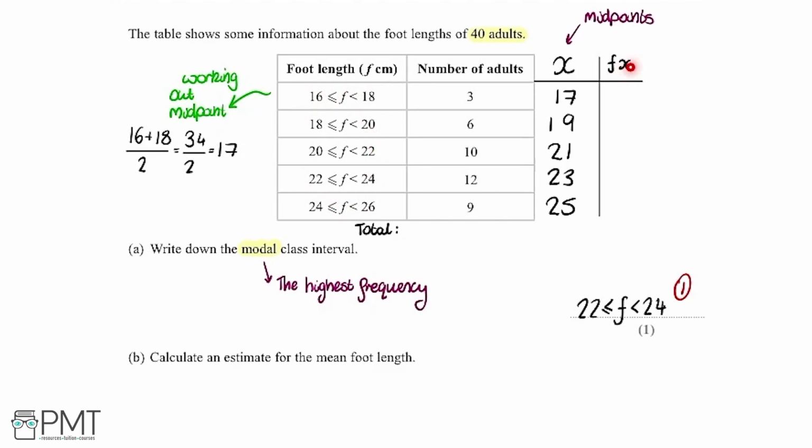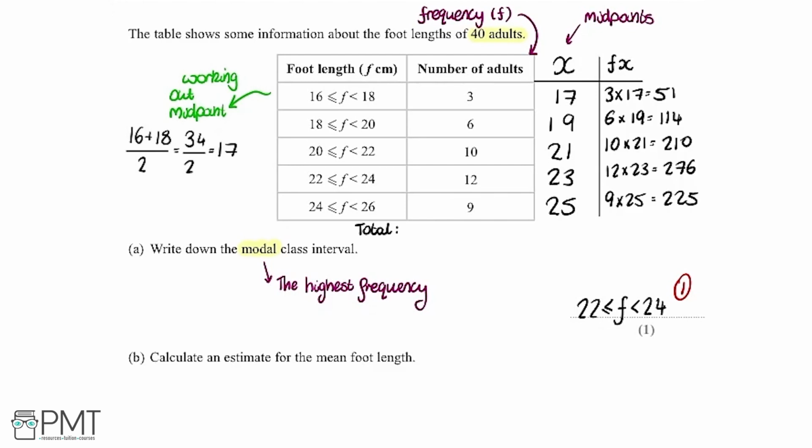So now I've got another column here, which is f multiplied by x. I'm using f here to represent the frequency. And this here is our column that is our frequency, so number of adults. So in this column, what we're going to write down is our midpoint, which we worked out here, multiplied by our frequency, so the number of adults in this column. So in this row, we're going to do 3 multiplied by 17. And the next one, we're going to do 6 multiplied by 19, and so on.